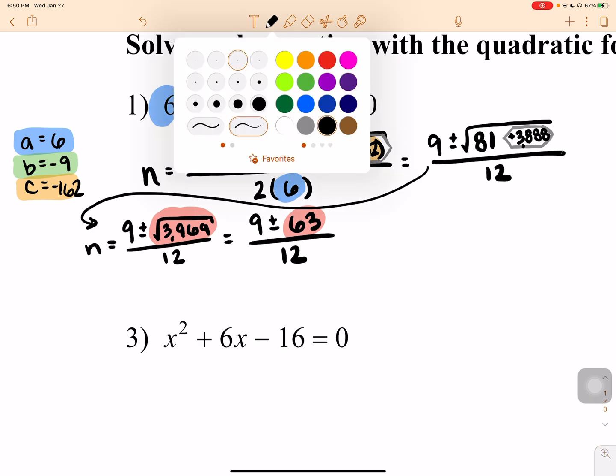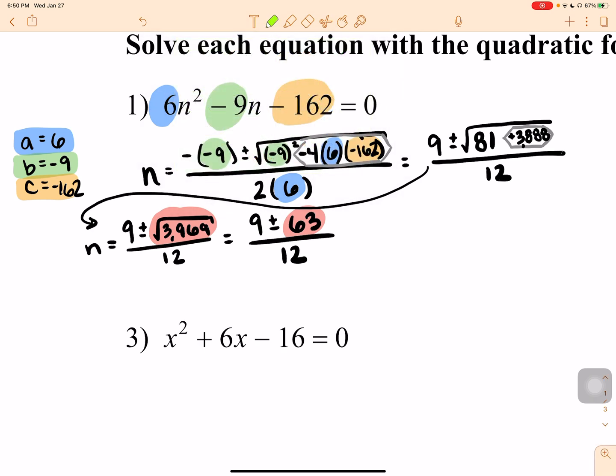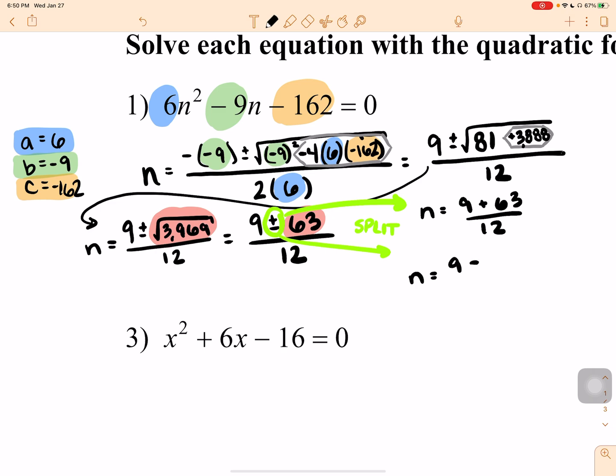And now we can split it. Now is the time where we take these two and we split them. So I'm just going to write split for you. Okay, so we're going to have n, I almost wrote x again. n equals 9 plus 63 all over 12, and n equals 9 minus 63 all over 12.